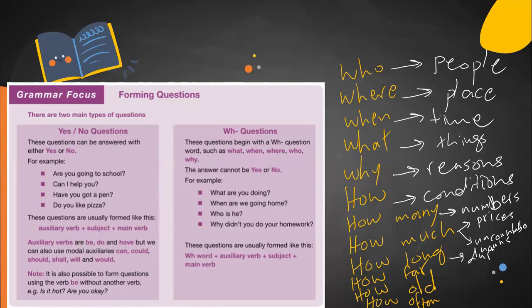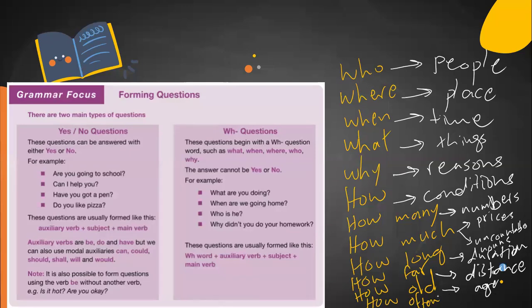How long is used to ask about the duration, the amount of time. Like, how long does it take from Muscat to Nizwa? Let's say 1 hour and a half. How far is used to ask about distances. Like, how far is it from Muscat to Nizwa? Let's say 150 kilometers. How old is used to ask about age? Like, how old is your brother? He is 15 years old.